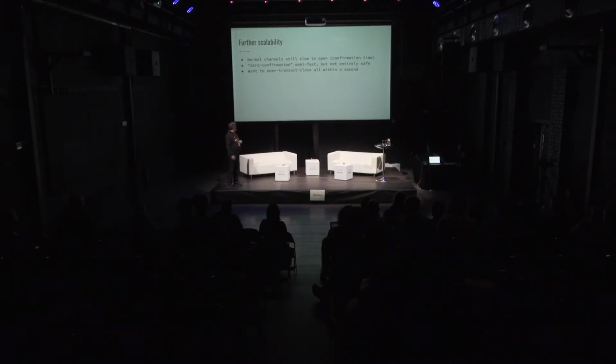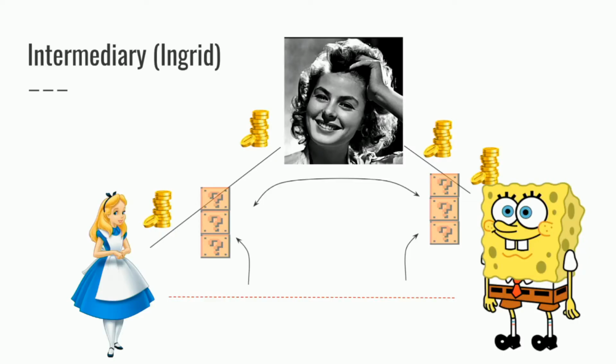We talked about zero confirmation, not very secure. We don't want to forego security. So how do we do this? We introduce, many of you are probably too young to know who that Ingrid is, but she's as iconic as Alice almost. It's Ingrid Bergman. She represents the intermediary here.